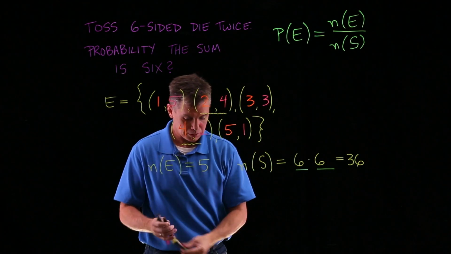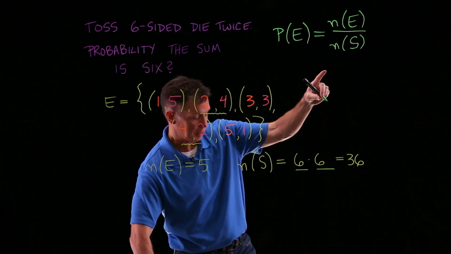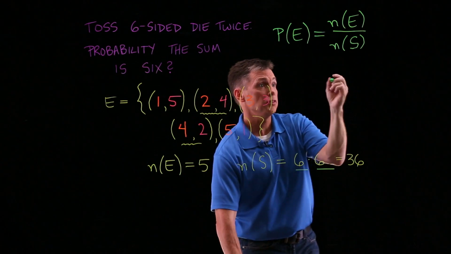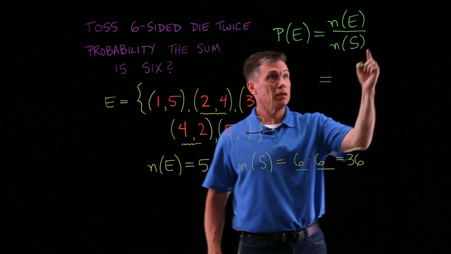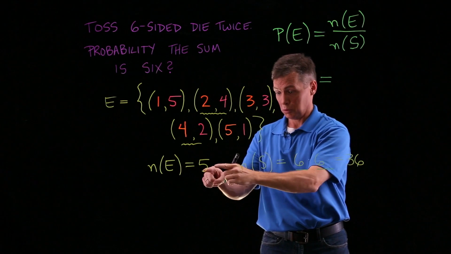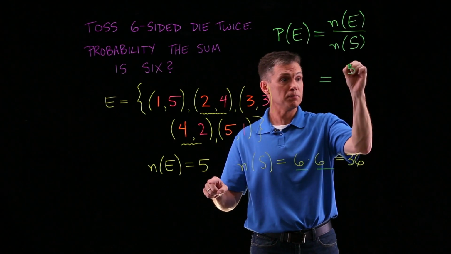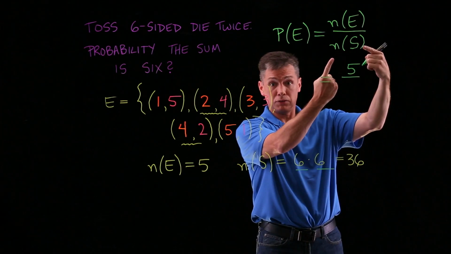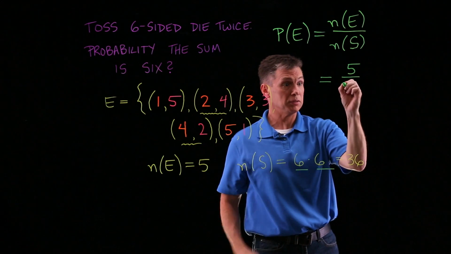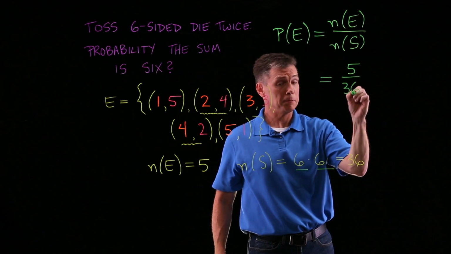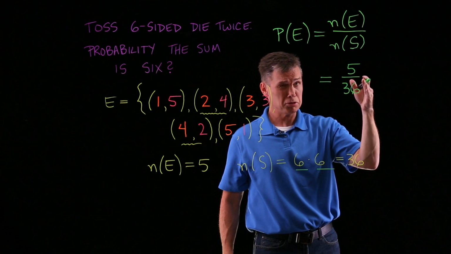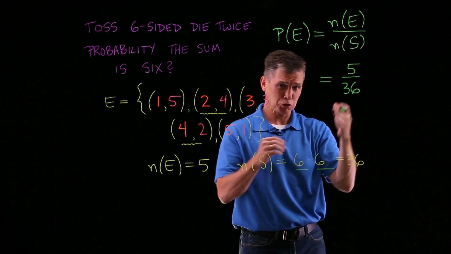Which means now I'm ready for my final answer up here. Fill in this fraction. N of E was 5 in the numerator. N of S in the denominator is my 36. And I'm done. If I could simplify that fraction, reduce it, I would. I can't, so it's my final answer.